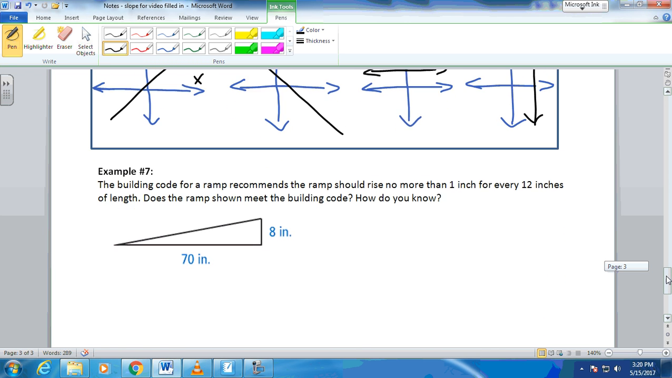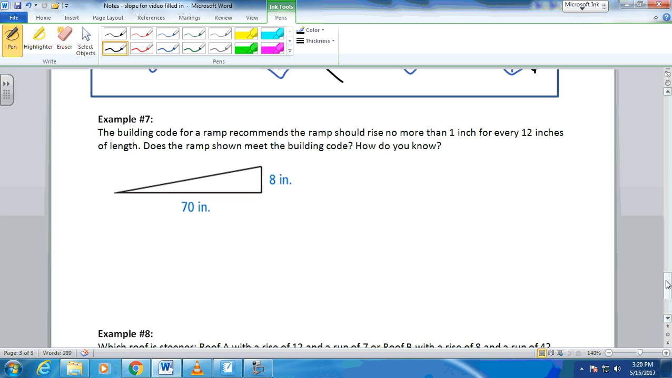Question number 7 says that a building code for a ramp recommends that the ramp should rise no more than 1 inch for every 12 inches of length. Does the ramp shown meet the building code, and how do you know? So, just to remind ourselves, the run is what always goes horizontal. The rise will either go vertical, up or down. The run is your change in x. The rise is the vertical, that's your change in y.